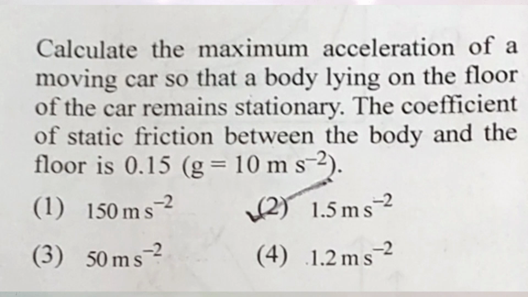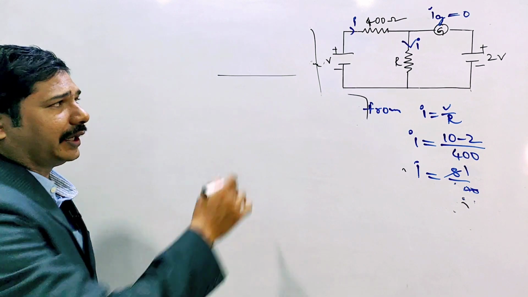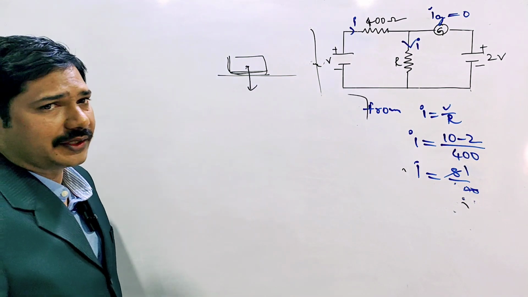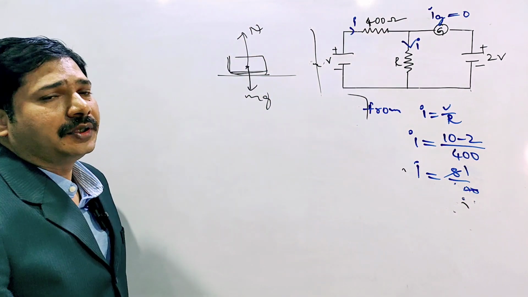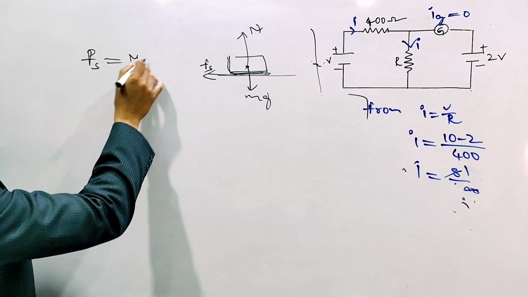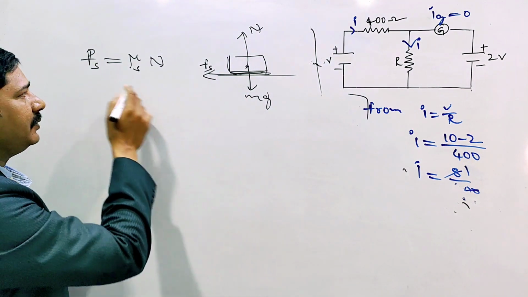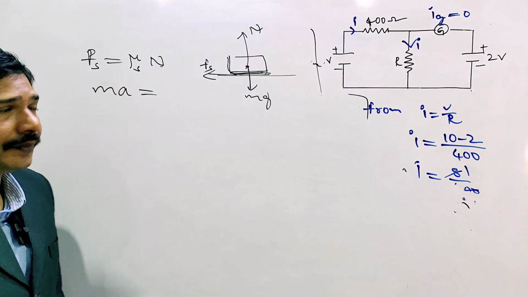Next question, calculate the maximum acceleration of a moving car so that a body lying on the floor of the car remains stationary. The coefficient of static friction between the body and the floor is given. Here the weight of the body acts vertically downward, that is mg, and the normal reaction acts vertically upward, that is N. When the body is at rest, the static frictional force Fs acts on the body. Fs equal to mu s into N. Since the body is at rest, Fs is equal to mu s into N, and N is mg.